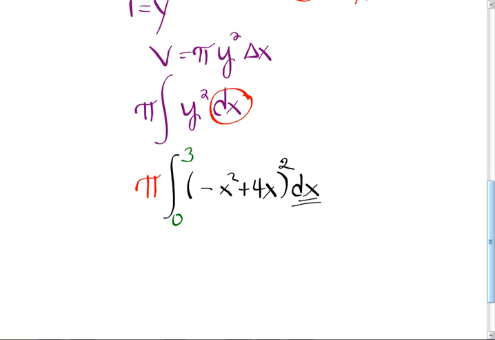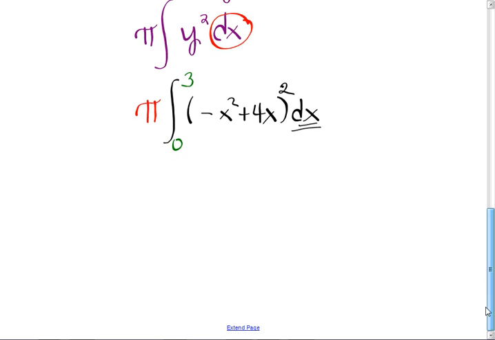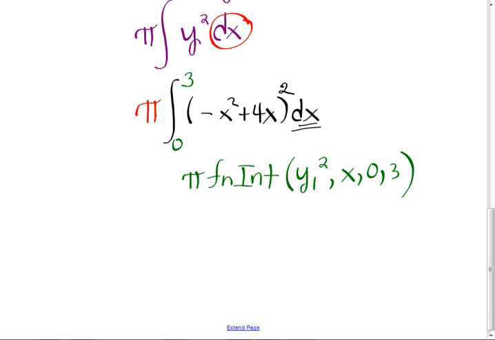Do you know how to use the calculator to do that? On your calculator, I think we should go through it. You're going to do pi FNINT. Don't forget pi if you want a full decimal. I'm going to put that in y1, and I want y1 squared, comma, x, comma, 0, comma, 3. That's what I want. What do you guys have to see on the exam?